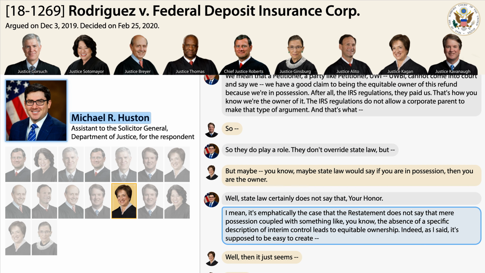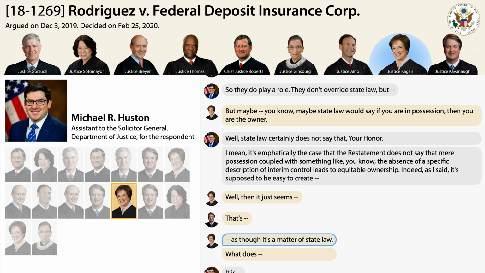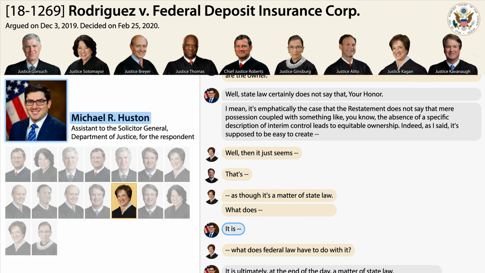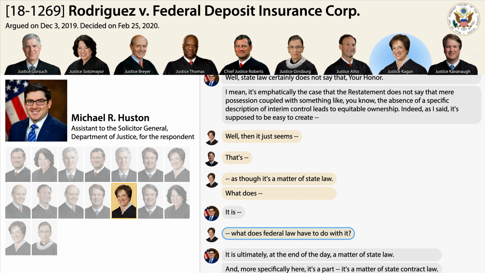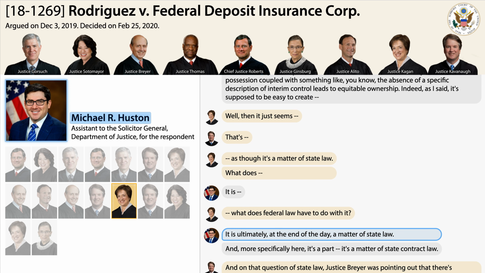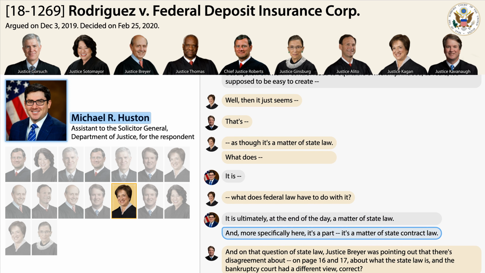I mean, it's emphatically the case that the restatement does not say that mere possession coupled with something like the absence of specific description of interim control leads to equitable ownership. Indeed, as I said, it's supposed to be easy to create. Well, then it just seems as though it's a matter of state law. What does federal law have to do with it? It is ultimately, at the end of the day, a matter of state law. And more specifically here, it's a matter of state contract law.